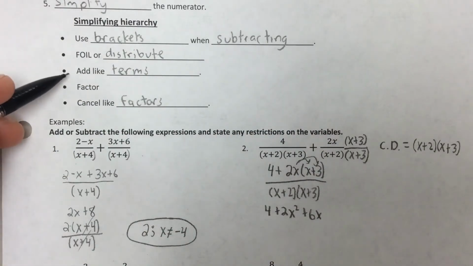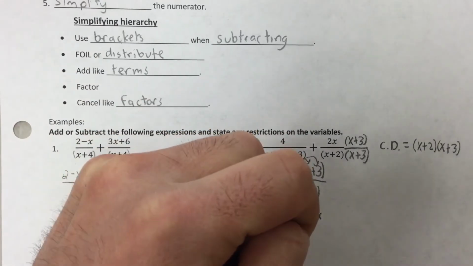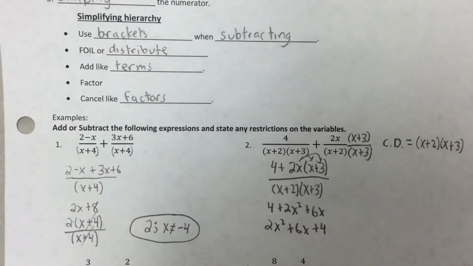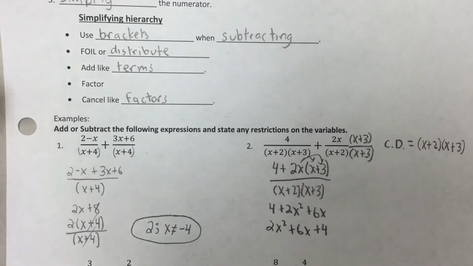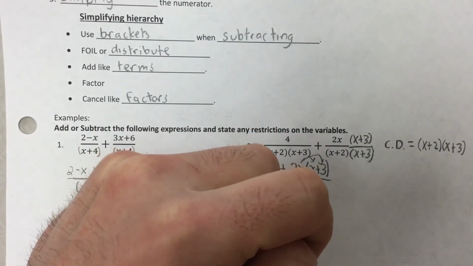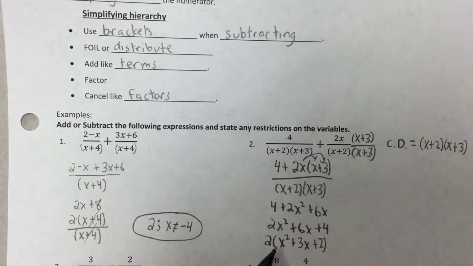There's no like terms for me to add, but I do want to write it in standard form, where we go 2x squared plus 6x plus 4. And now I'm going to factor. So I pull out a GCF of 2. And that would give me 2 times the quantity of x squared plus 3x plus 2.